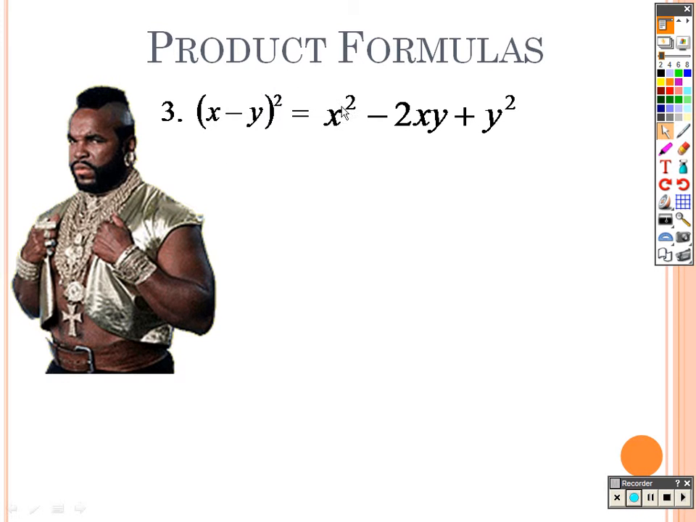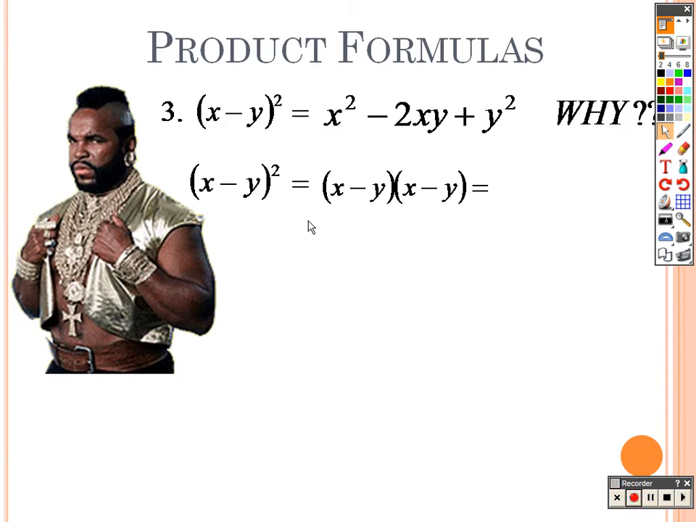You take the first term and you square it. You take these two items, you multiply them together, and you multiply it by a 2. Then you take the last term and you square it. And once again, as proof, you can do that. You just FOIL. X minus y squared is the same as saying x minus y times x minus y.